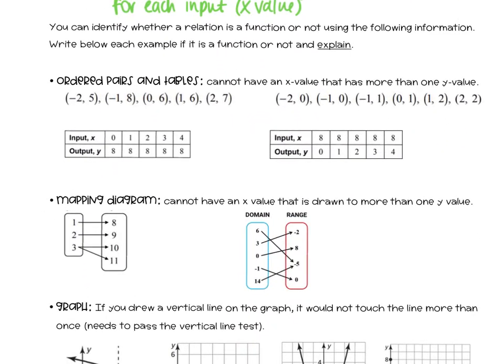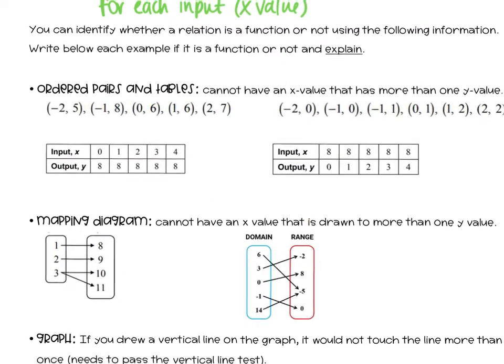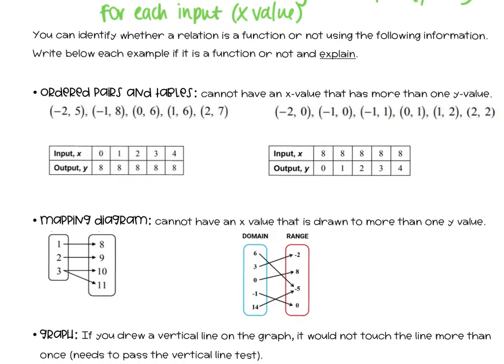So we're going to look at a different type of each and tell why or why not those will be a function. So first, sets of ordered pairs and tables. They cannot have an x value that has more than one y value, because that would void that definition we talked about. So if it helps you, go through and write x comes first: xy, xy, xy, xy, xy, if you need to do that.